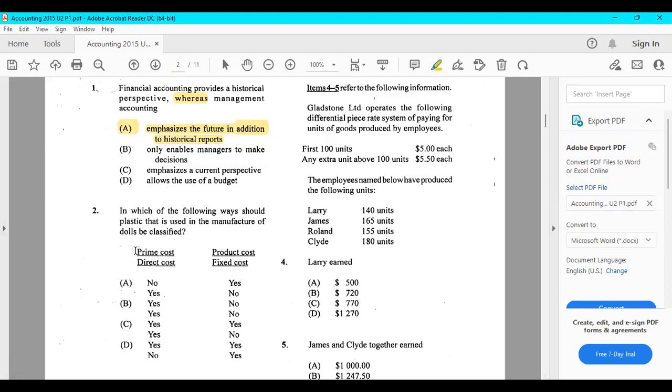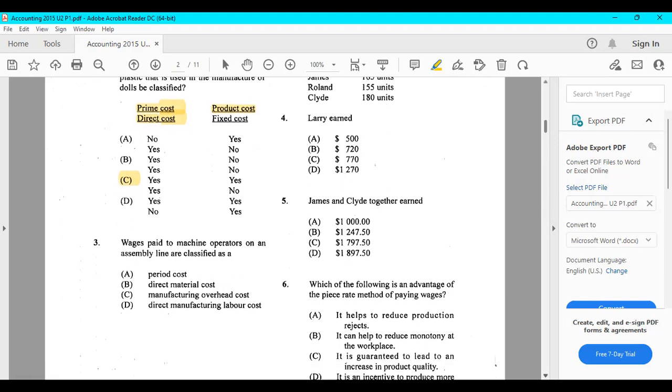So that's 2 out of it already. And if it is directly traced to making the product, then it's definitely a product cost. No, it's not a fixed cost. It can't be fixed. It is very variable because the amount of plastic you use depends on the amount of dolls that you produce. So the answer is actually C for this one. Yes, so the answer is C. Let's highlight these.